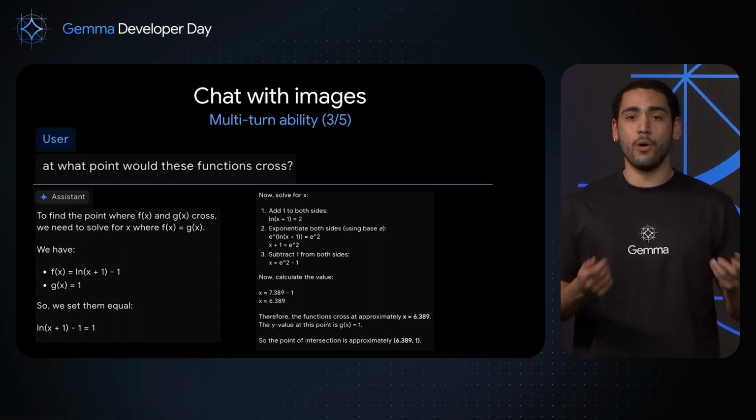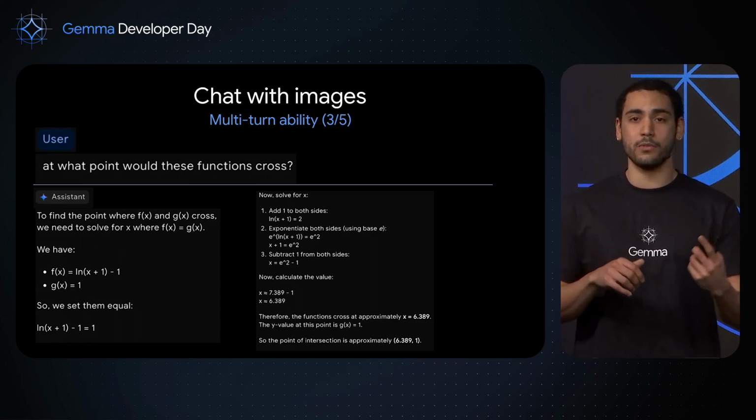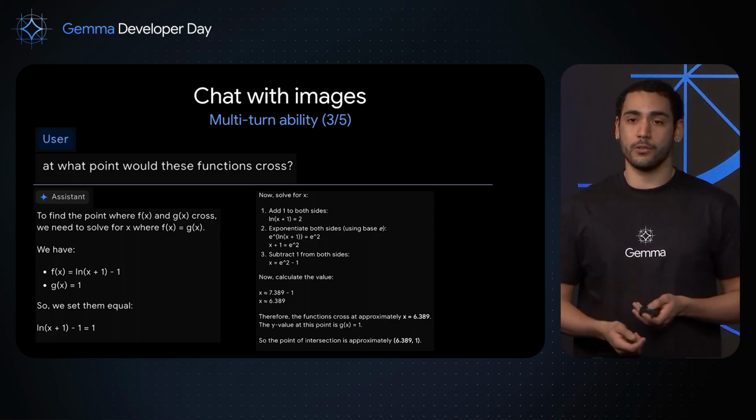Then we asked, at what point would this function cross? Gemma relied on past context to understand what we were talking about and started to solve the equation needed to answer this question.